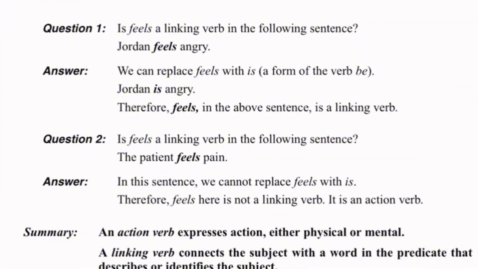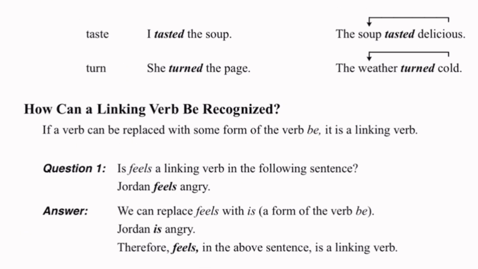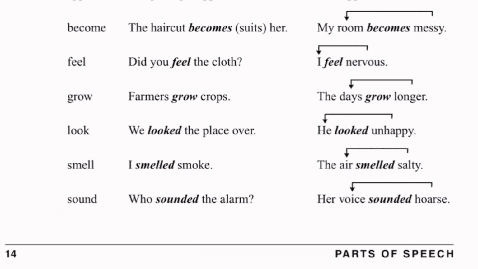A linking verb links the subject with another thing. Even if we move back a bit to the table here, let's take a look at look. We looked this place over. We are the place over. Does that make sense? No. He looked unhappy. He is unhappy. Does that make sense? Yes. That means in he looked unhappy, looked here is a linking verb, while the other one is not a linking verb.